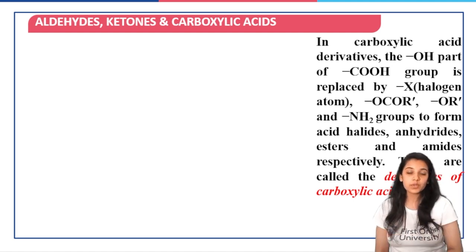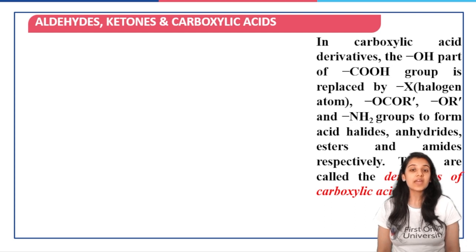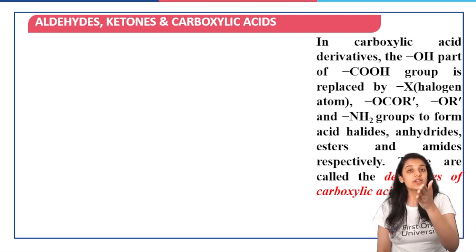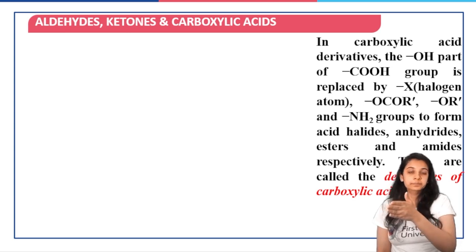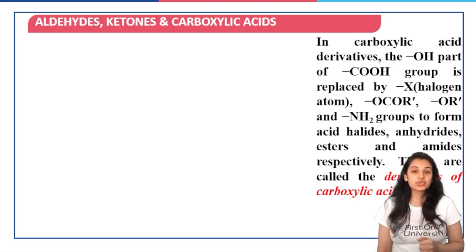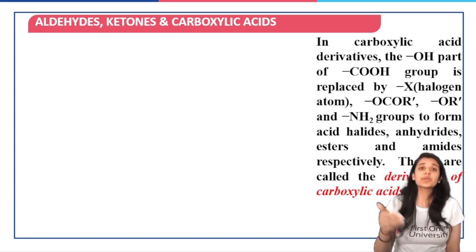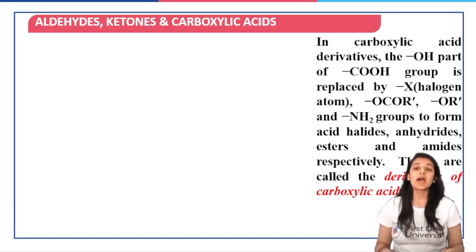acyl chloride. Okay, so we can also have esters, that is O, C double bond O, and instead of OH we have OR. So in that case, it is going to be an ester. If we have NH2 in place of OH, that is going to be an amide.